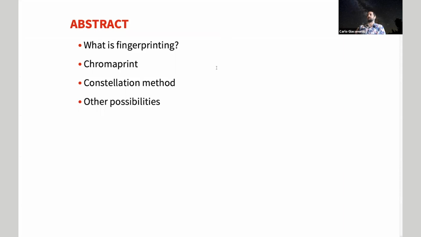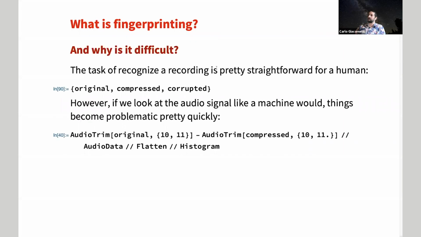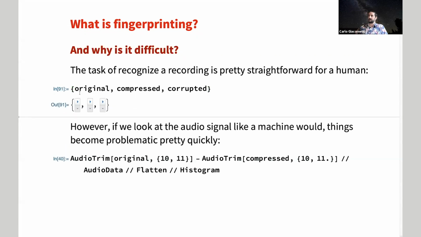So I'll just go ahead and start on what audio fingerprinting is, and why it is difficult for a machine. So audio fingerprinting is the task of recognizing a recording. And this is reasonably easy for a human, right? So here I have three signals. The original one, which is a song by Sly and the Family Stone.